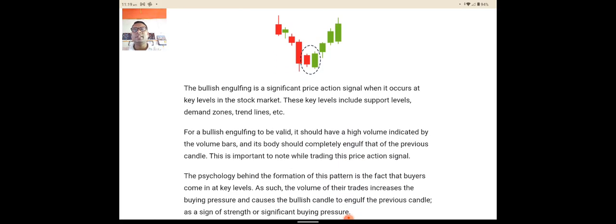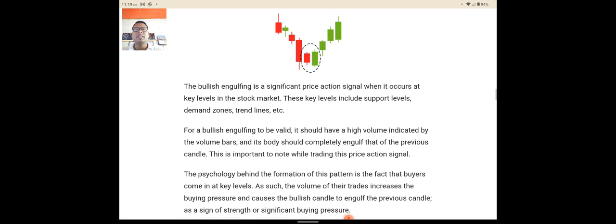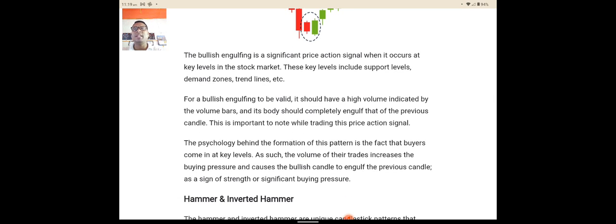The bullish engulfing is a significant price action signal when it occurs at key levels in the stock market. These key levels include support levels, demand zones, trend lines, etc.